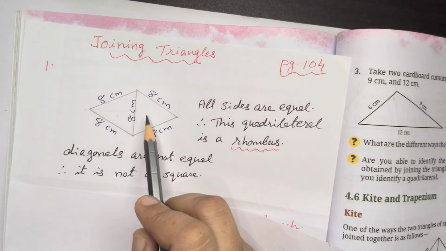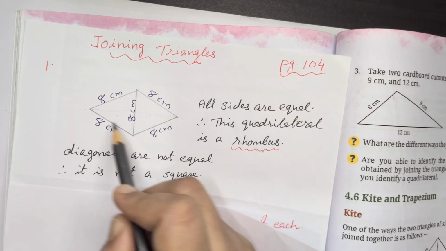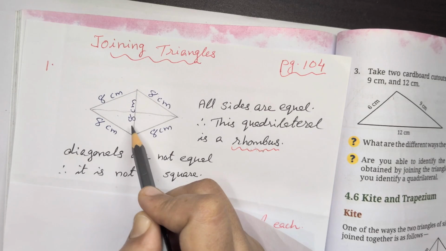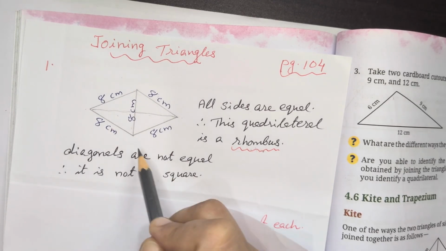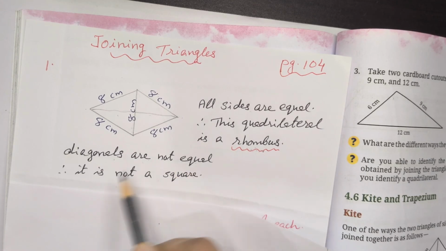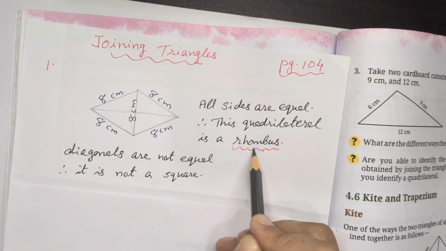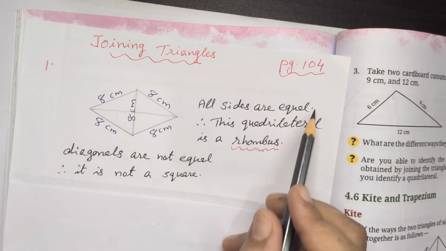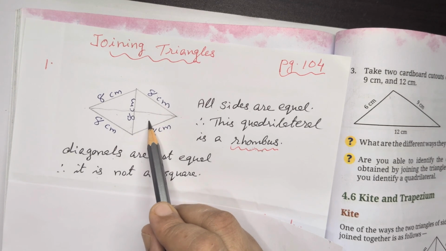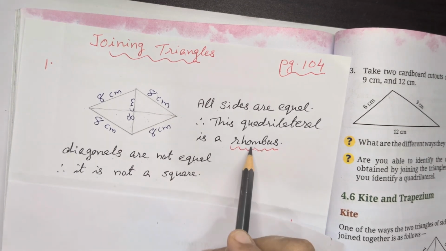Look at the quadrilateral here. All four sides are equal. Diagonals: this is 8 cm, but we can see this diagonal is a little longer than the other one, which means the diagonals are not equal. If diagonals are not equal, that is not a square. So this quadrilateral is a rhombus, with all sides equal. This is the shape we get when we join two equilateral triangles, that is a rhombus.